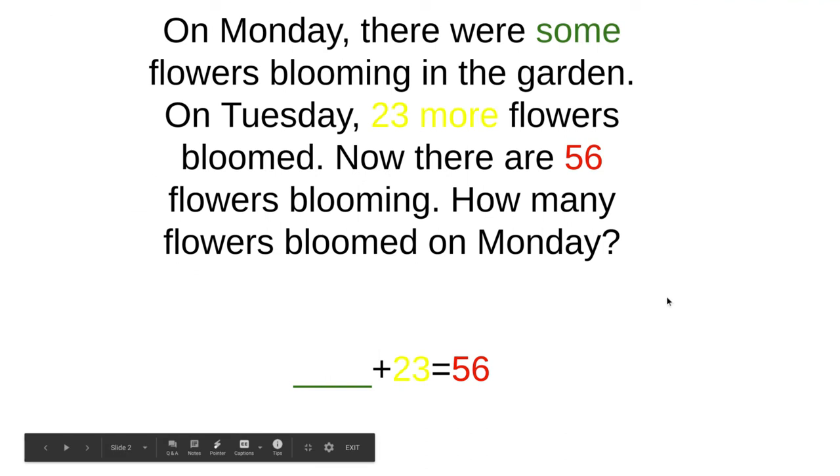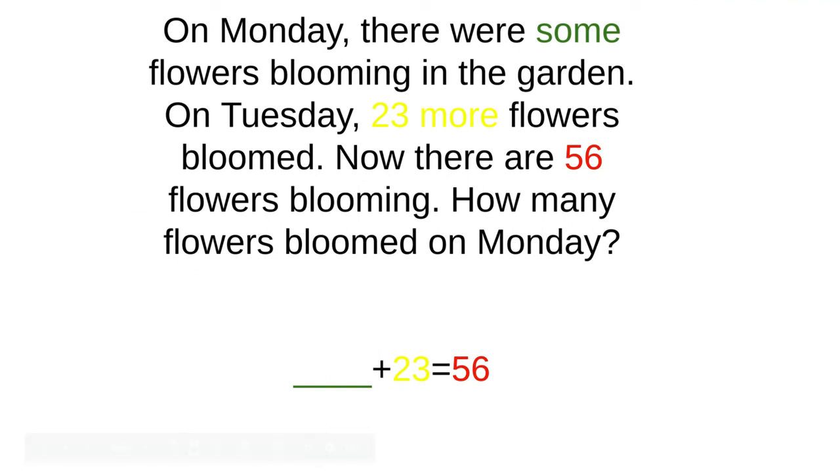So let's take a look at our first word problem. On Monday, there were some flowers blooming in the garden. On Tuesday, 23 more flowers bloomed. Now there are 56 flowers blooming. How many flowers bloomed on Monday?